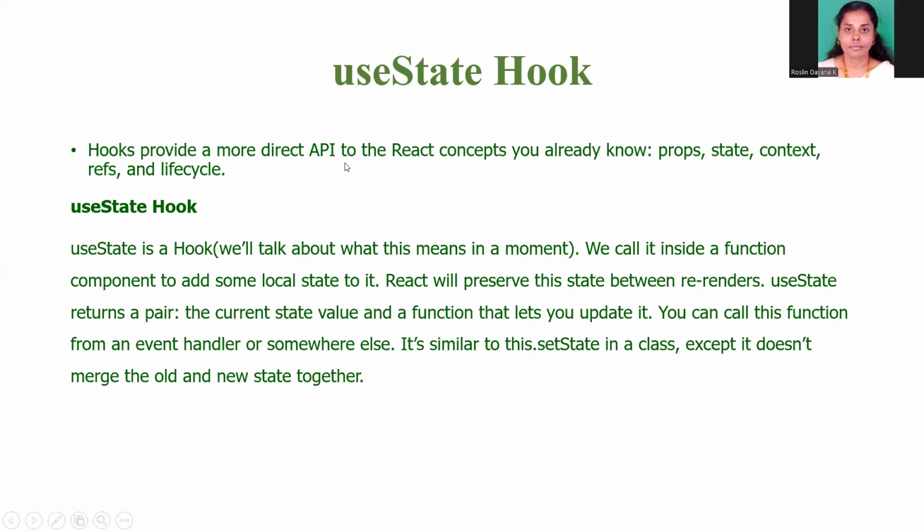Hooks provide a more direct API to the React concepts you already know: props, state, context, refs, and lifecycle. The useState hook is a hook we will call inside a function component to add some local state to it. React will preserve this state between re-rendering. useState returns a pair: the current state value and a function that lets you update it. You can call this function from an event handler or somewhere else. It's similar to this.setState in a class, except it doesn't merge the old and the new state together.